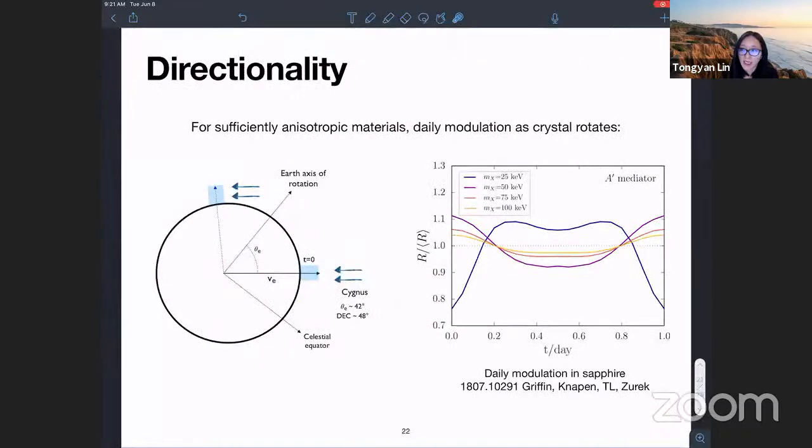Again, for a solid state material, we can have a very anisotropic material where the energy of the phonons and the eigenmodes depends on the direction that we're looking in. So this is the same diagram, and now you can compute how much the rate changes over one day for phonon excitations. It's a bit smaller here, but depending on the dark matter mass, you can get sizable daily modulations, which again helps you figure out if some signal was coming from dark matter.